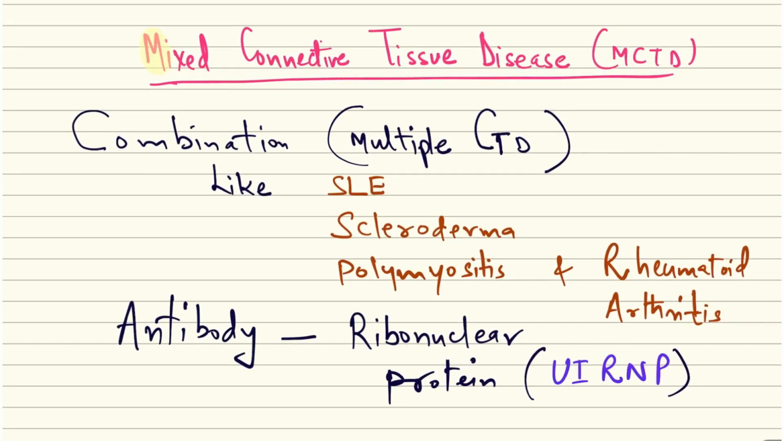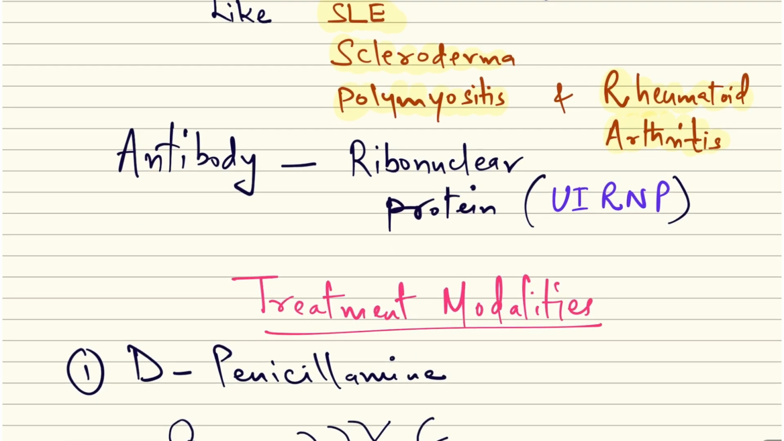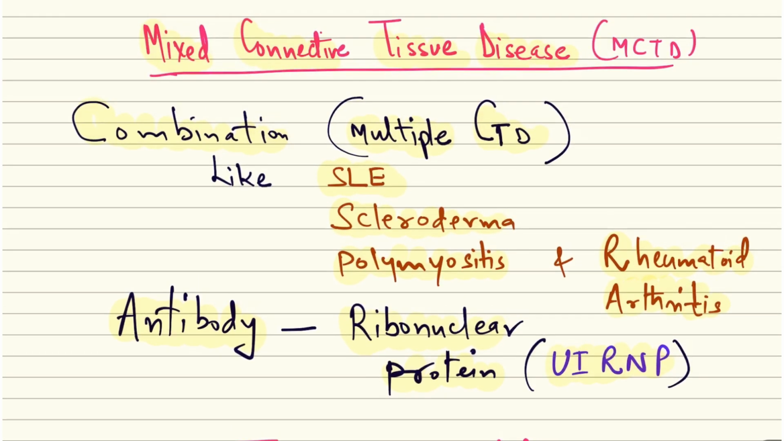One more condition is mixed connective tissue disease. So what happens? It is basically the combination of multiple connective tissue diseases together in a single patient. Diseases like systemic lupus erythematosus, scleroderma, polymyositis, and rheumatoid arthritis, you will find their combination in a single patient. That is called mixed connective tissue disease. For diagnosing mixed connective tissue disease, we will find a high titer of the antibody, that is the ribonucleoprotein antibody, U1 RNP antibody, in these patients.